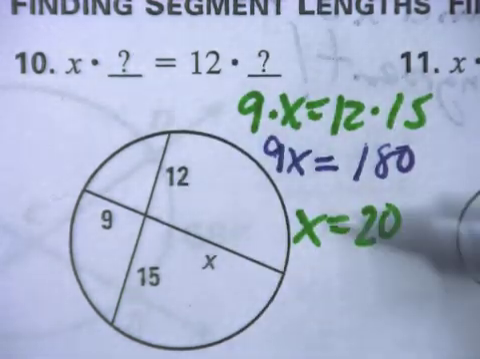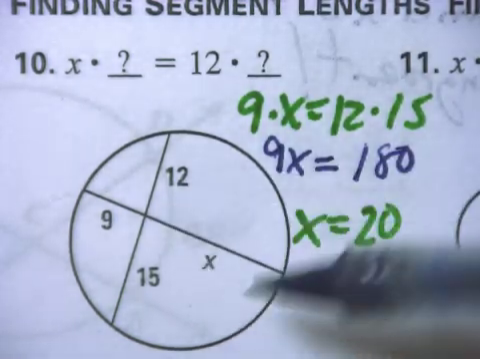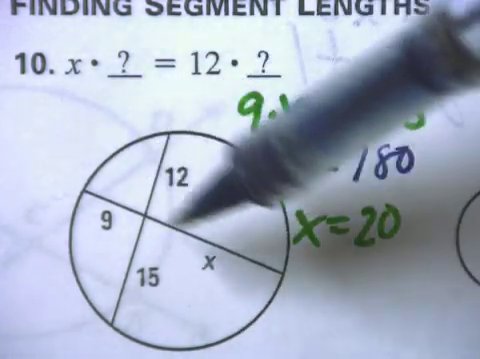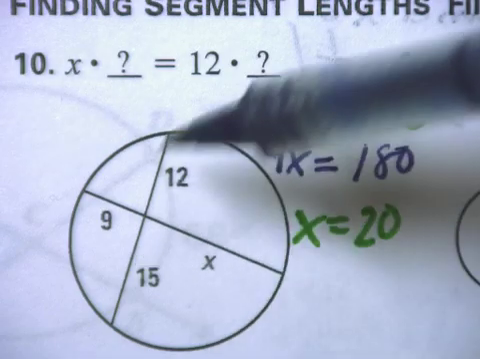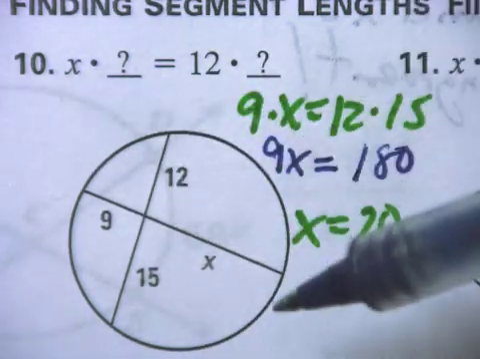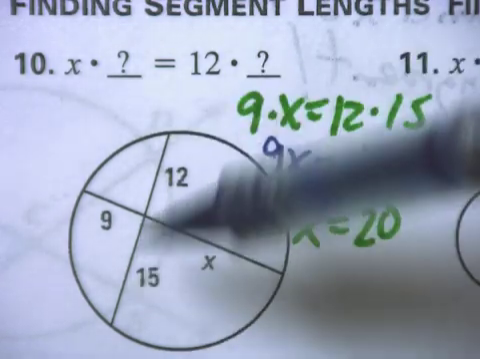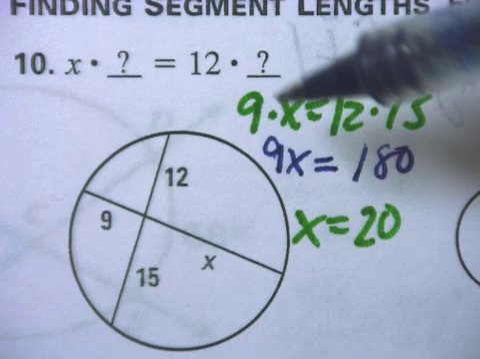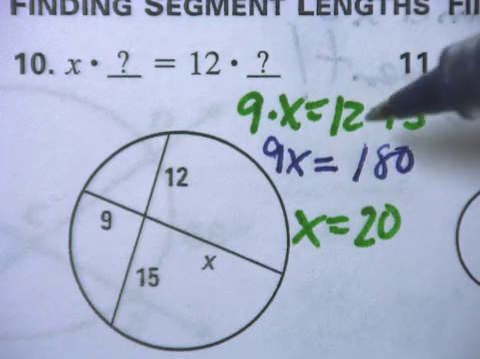Question number 10. Again, we have chords inside of a circle. They're asking for the length of this part right here. Remember, we said that if we multiply the two parts of a chord together, they should be equal to the product of the other two parts of the chord together. So if I take 9 and multiply it with x, it should be equal to the 15 times the 12, or the 12 times the 15.